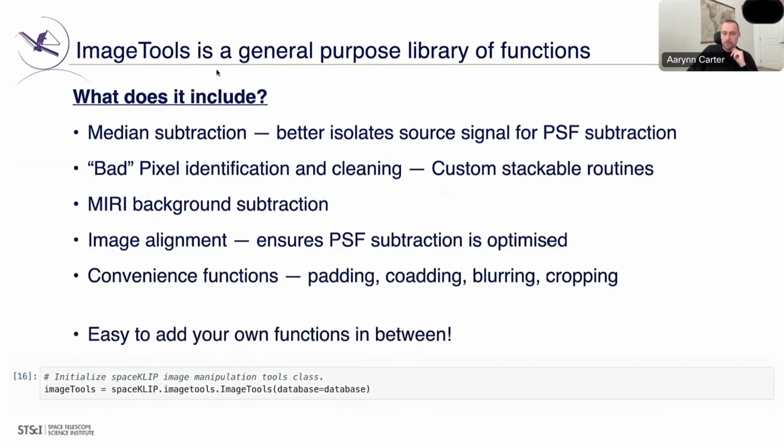Okay, so then we can move to image tools, and this is a general purpose library of functions. This includes things like median subtraction, bad pixel cleaning, MIRI background subtraction, image alignment, which is very important for PSF subtraction, and a bunch of convenience functions for padding, co-adding, blurring, cropping, all that kind of stuff. And it's very easy for you to add your own functions in between as well. So the idea is it's very modular. You load your database into this image tools object, and you can just hack away at all of the data until you're happy to move to the next stage.